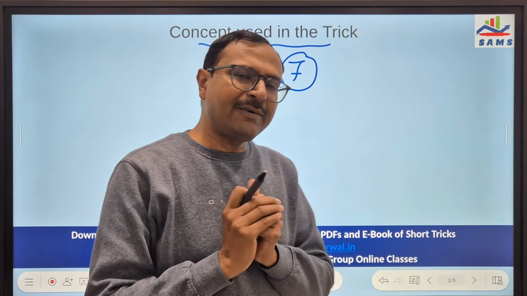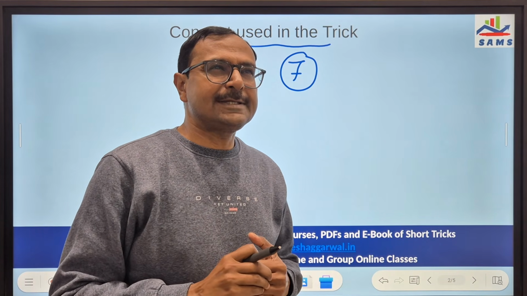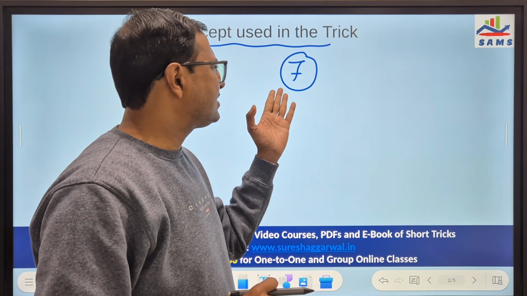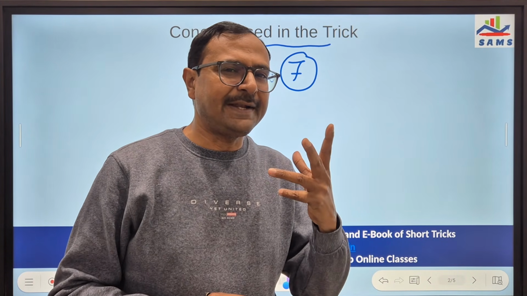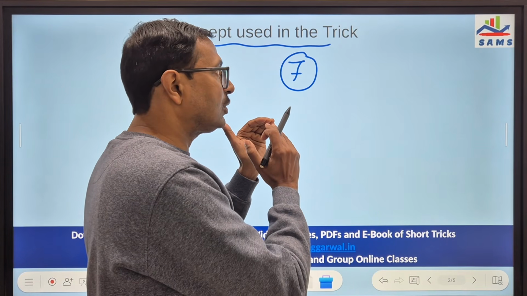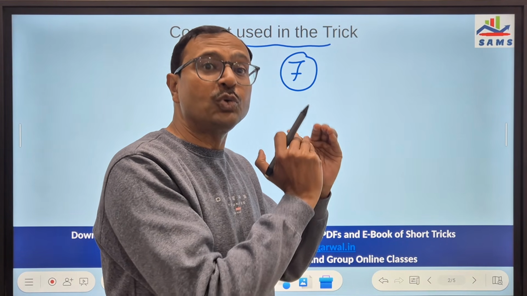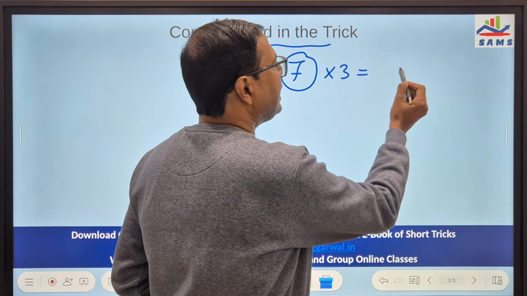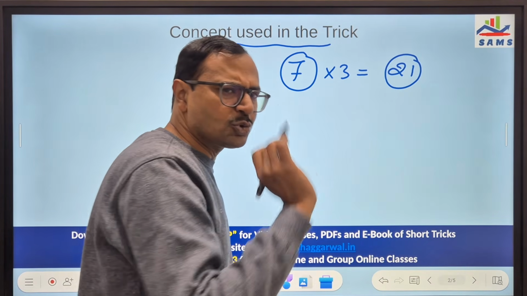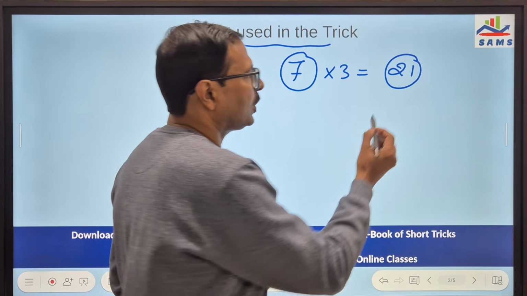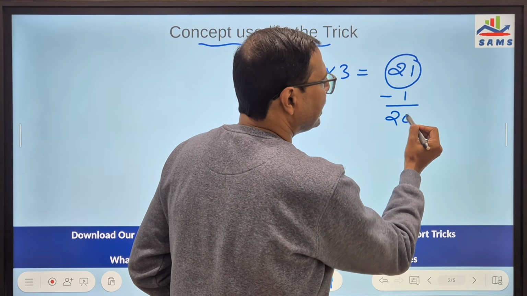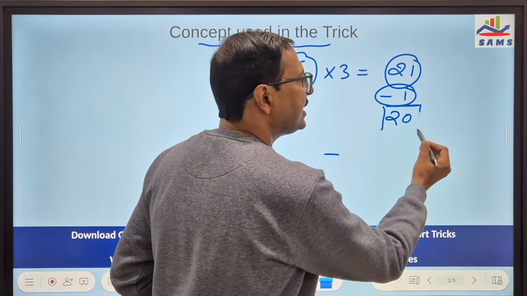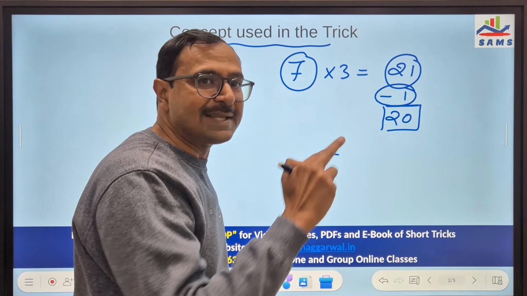If I want to convert it to a number which is very close to perfect tens, like 7 is not close to 10, but yeah, 3 less than 10, right? But how about converting it to a number near 20, like 2 tens? Like 7 into 3 will give me 21, and 21 is very close to perfect tens. So I have to subtract 1 to get to 20. Now when I subtracted 1, I'll put a minus here. And how many tens did I obtain? I obtained 2 tens, that is 20.